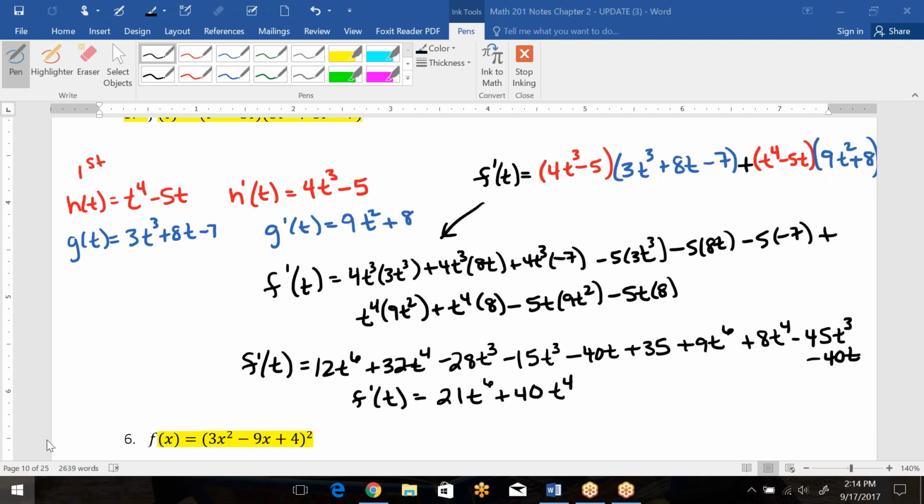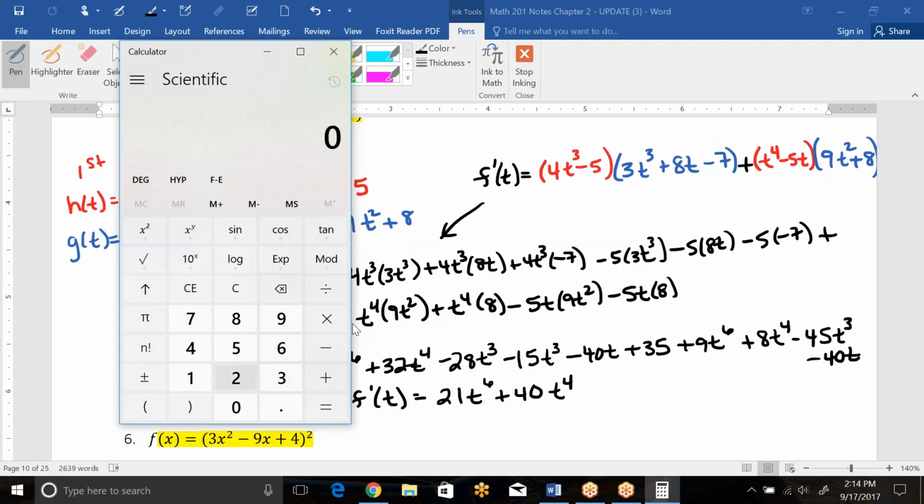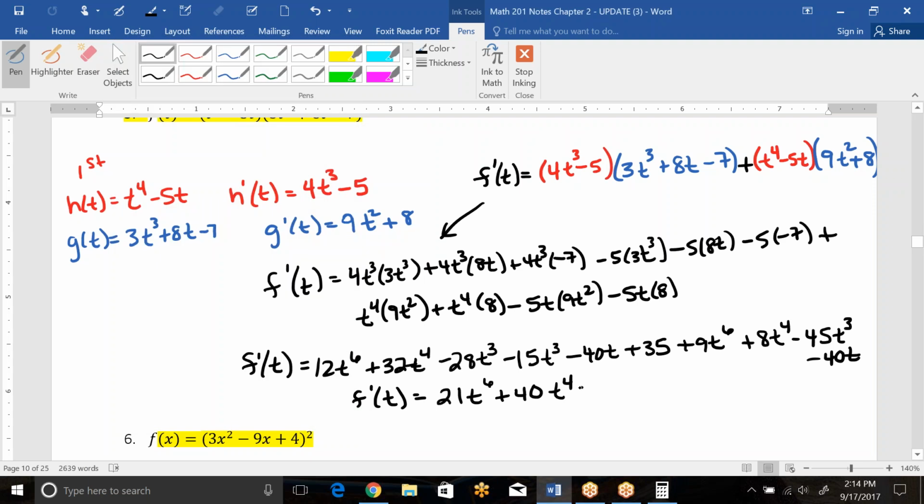So I'm going to get my calculator. So they're all negative, so I'm just going to add. So 28 plus 15 plus 45. So it's going to be a negative 88t to the 3rd. We don't have any t squared. We do have some t's, though. That's a negative 80t. And then a positive 35.